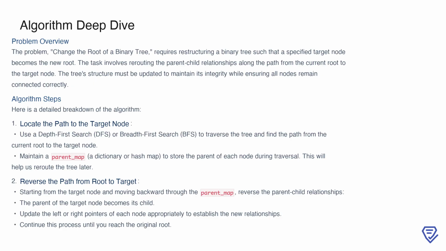Once the target node is located, the next step is to reverse the path from the current root to the target. Starting at the target node, we work backward through the parent map, changing the parent-child relationships along the way. For each node, its parent becomes its child, and we update the left or right pointers accordingly. This process continues until we reach the original root, effectively reversing the path and establishing a new hierarchy in the tree.